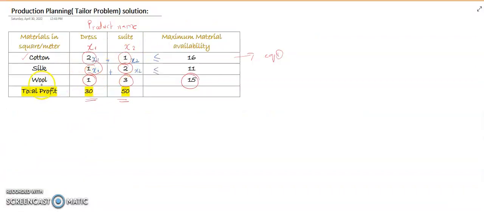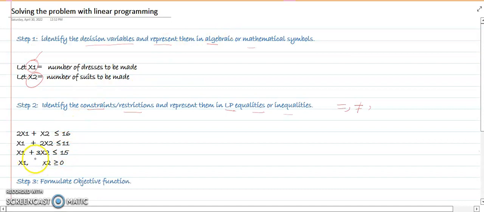The third equation is going to be of wool, and this is 1x1 plus 3x2 less than or equal to 15. So similarly, there is the equation that you are going to see, right? And in the last, we have to make x1, x2 greater than or equal to 0. This is the constraint of non-negativity, right?